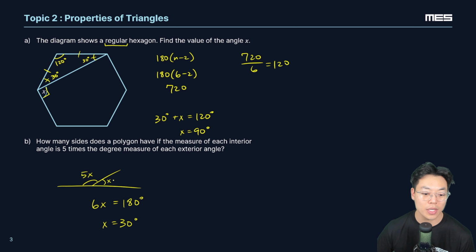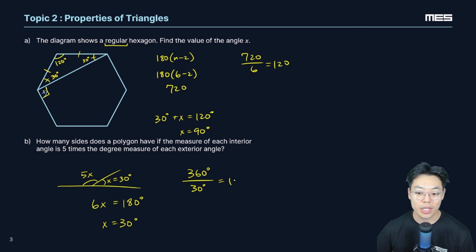Now, what have we just found? We have just found that the exterior angle of a polygon is 30 degrees. Now, given this should say regular polygon, we can divide 360 by 30 degrees because all exterior angles of a polygon add up to 360. And that will equal 12. And we have a dodecagon, 12-sided polygon.